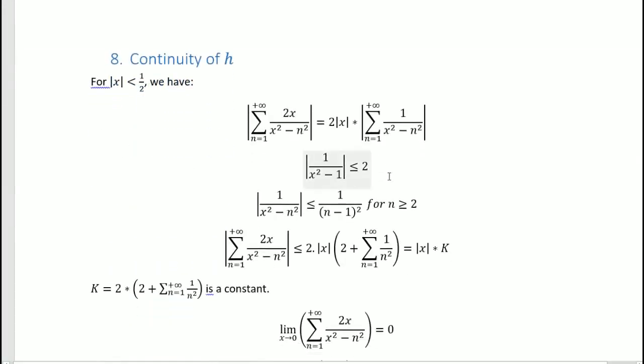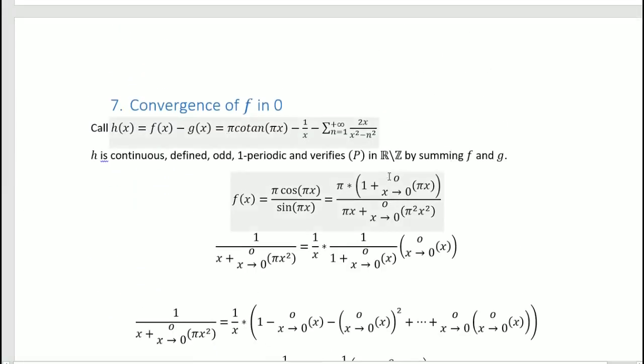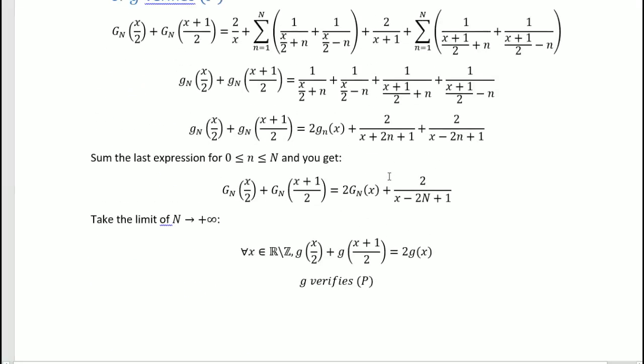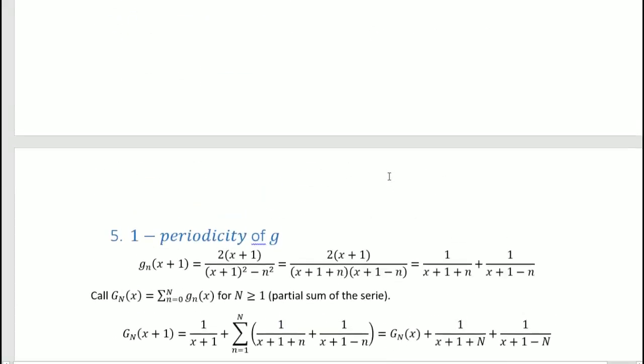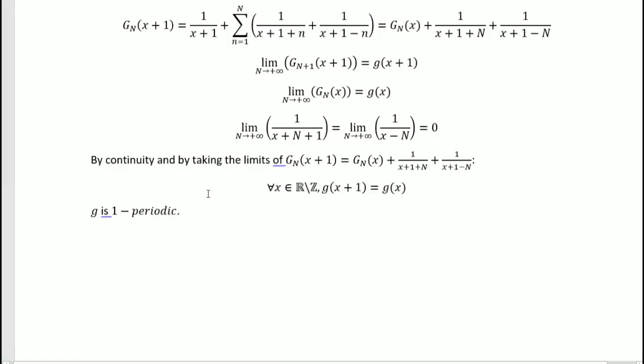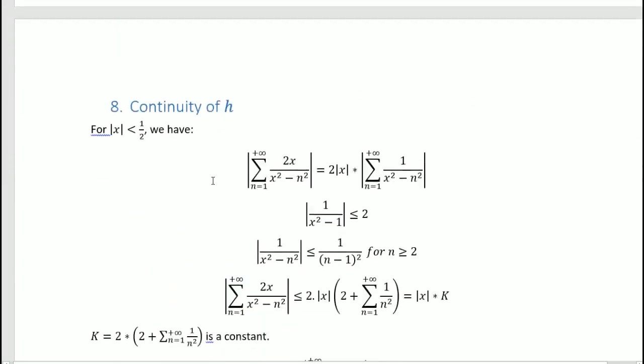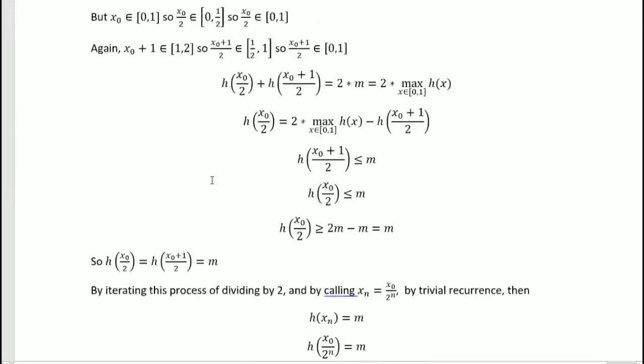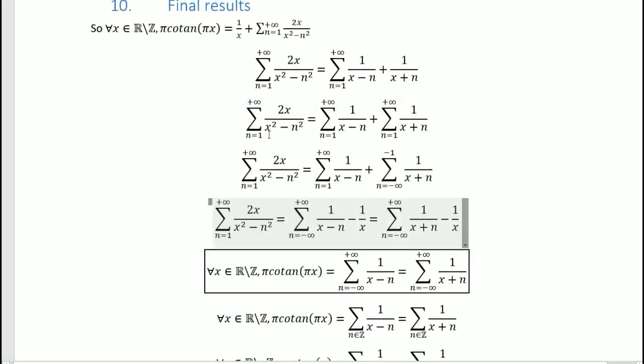Where was it? It was a while ago. It was there. So we split this, that is equal to this, but not with x plus 1, just x. So we get this expression.